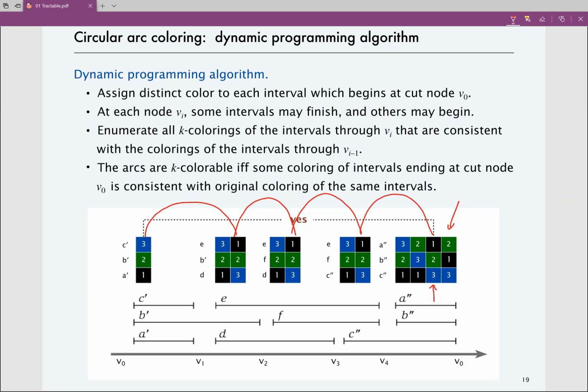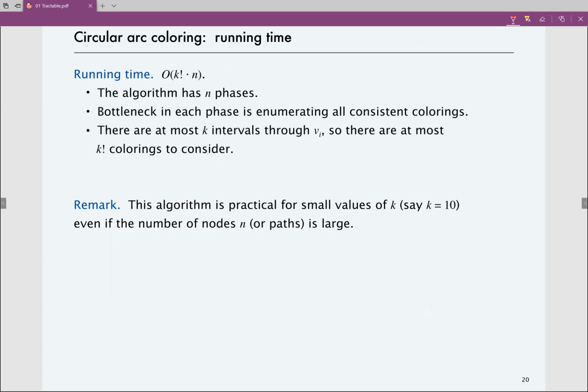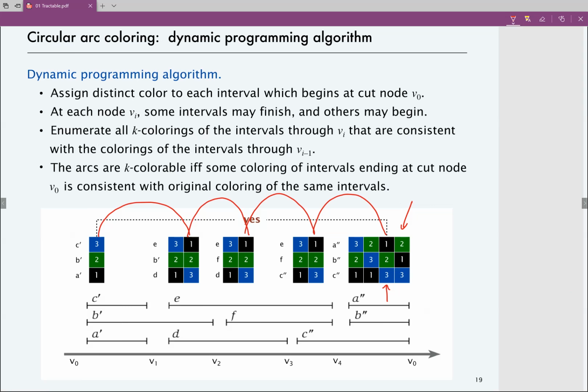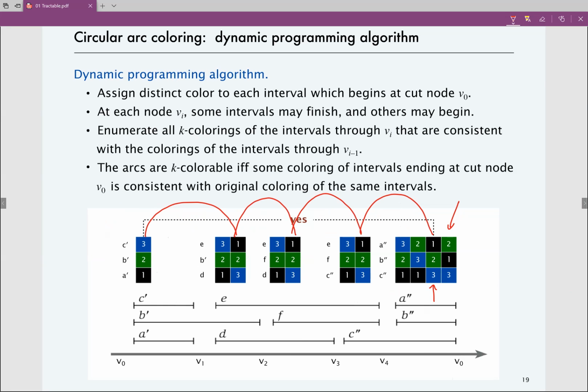So that is the circular arc coloring problem. Now, in terms of time complexity for this problem, what we have to do is, suppose there are k intervals that cross some vertex. In this case, we have 3 intervals that cross a vertex. So then what you have to do is consider all possible colorings of these k intervals.